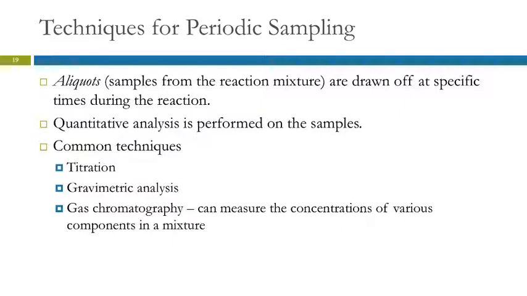That analysis could have many different forms. It could be a titration. You could take a small sample out of the reaction and titrate it if you're looking at an acid or a base or something else that could be titrated. You could do a gravimetric analysis where you precipitate it and measure the mass of the precipitate. Or you could use something like gas chromatography. In gas chromatography, you could take that aliquot and inject it into the gas chromatograph and identify different components at the same time.